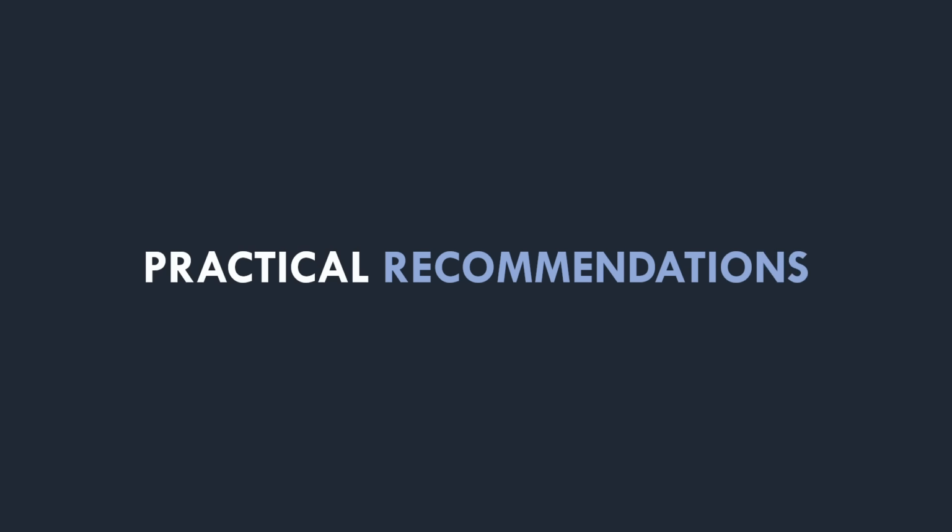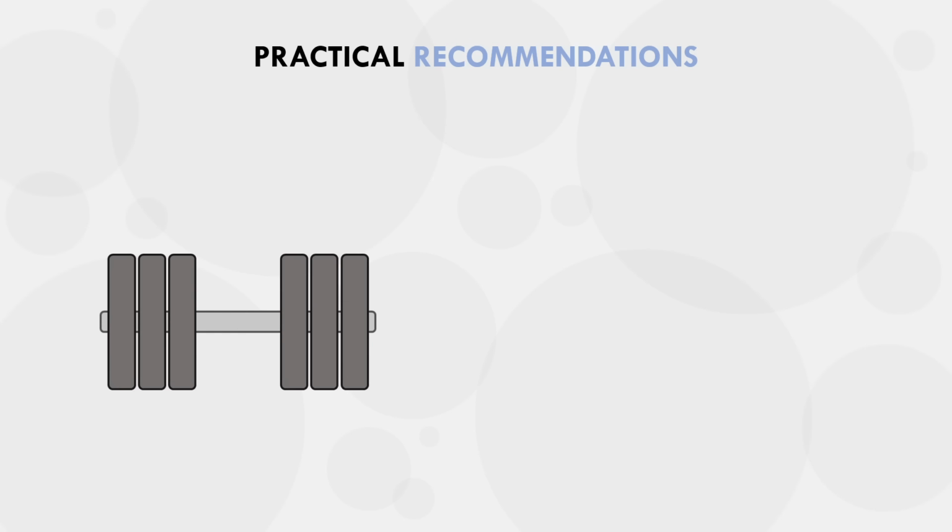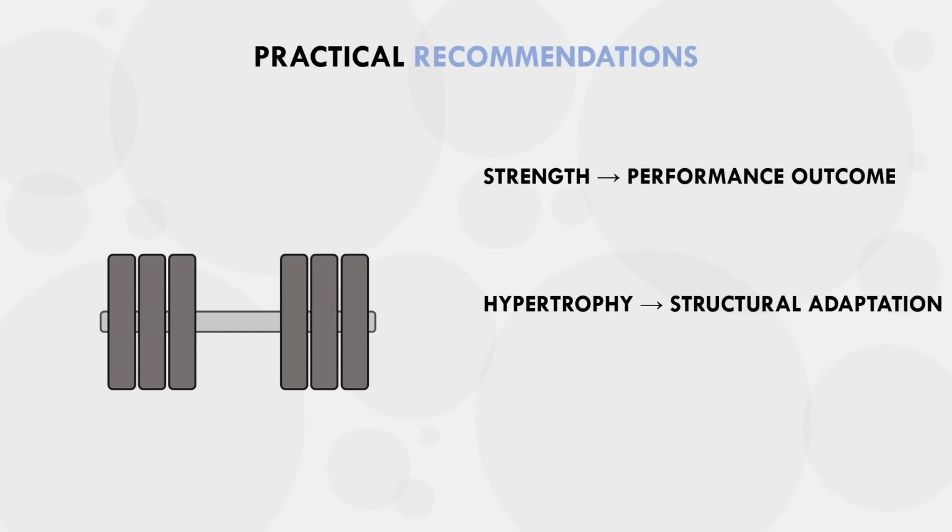So to summarize this video, let's establish some practical recommendations. First, we should understand that strength and hypertrophy are two different adaptations. Strength is a performance outcome, while hypertrophy is a structural adaptation. Therefore, we should manipulate variables to preference whichever adaptation we want to focus on. One of these variables that we can change is exercise selection. For strength training, we need to perform the exercises that we want to get stronger at.